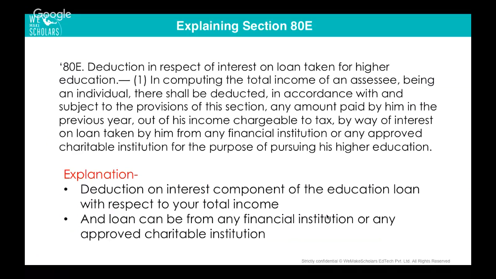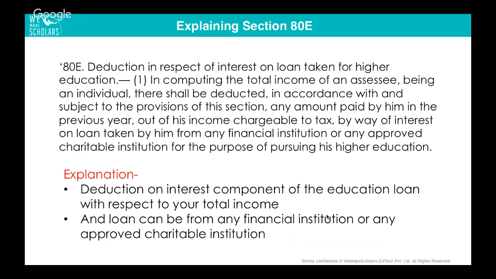Now I know for a layman it's very difficult to understand, or maybe you'll have to go through it a couple of times to get the exact meaning out of this complex note of words. So let me explain it in layman terms. This whole paragraph explains these two things, which I have written below. One thing is deduction on the interest component of your loan. The first line says in respect of interest on loan. So you have to remember that deduction is only on the interest component of your loan, that is, deduction on the interest component of the education loan with respect to your total income.